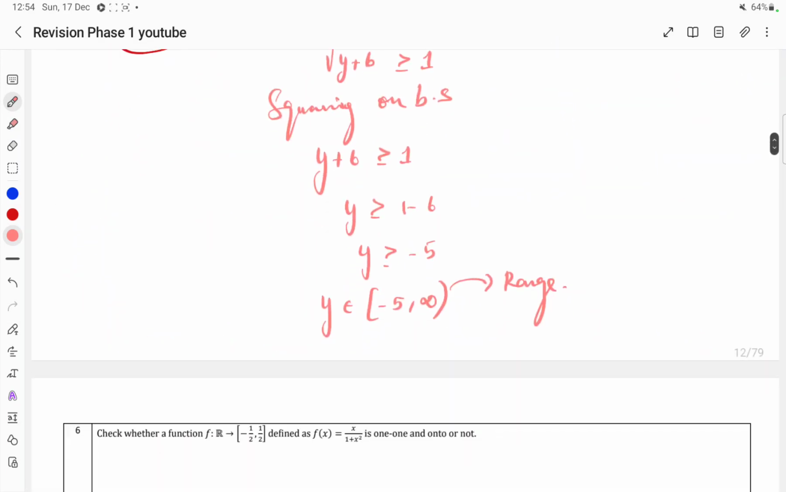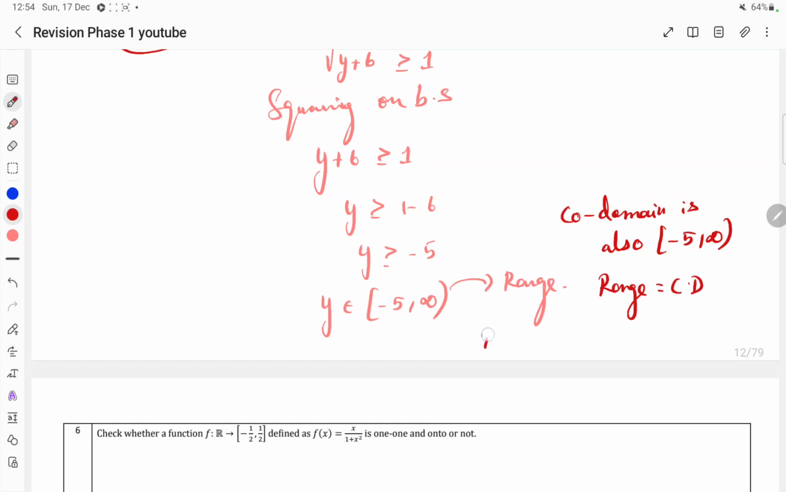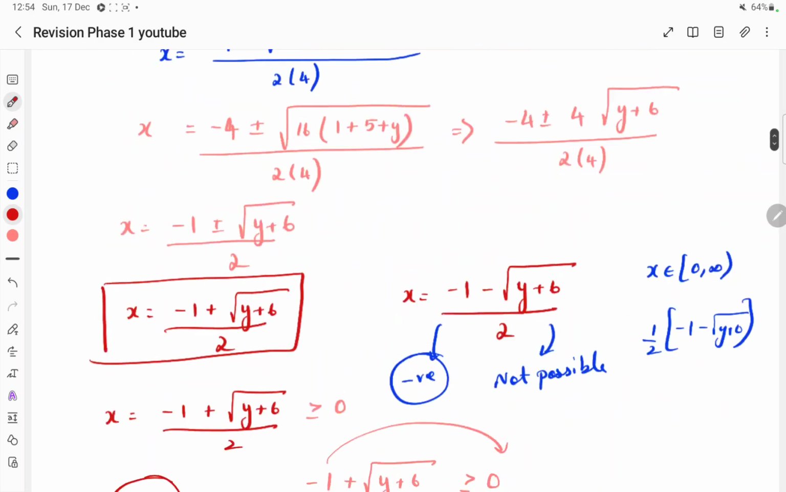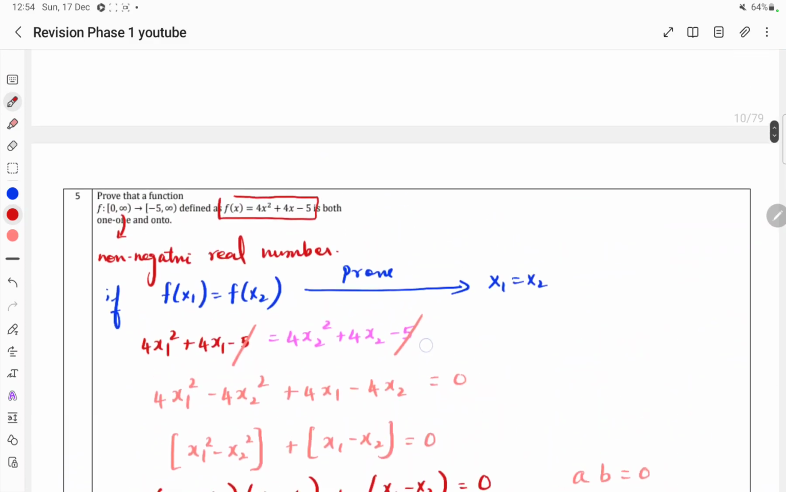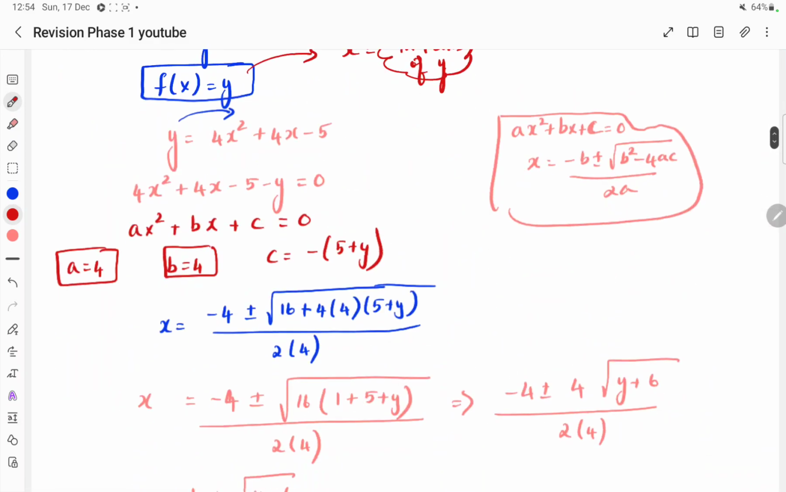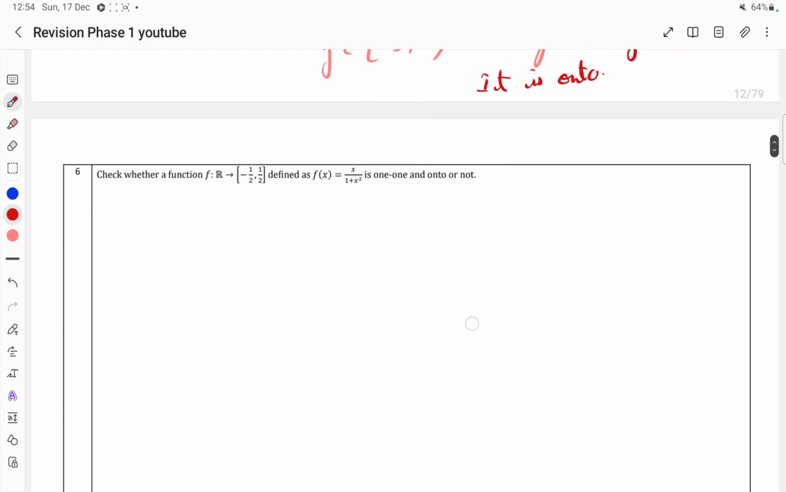So codomain is also minus 5 to infinity, which means we got range equal to codomain. So it is onto. That's all. So this will be the answer for the 5th question. So now we can start the 6th question.